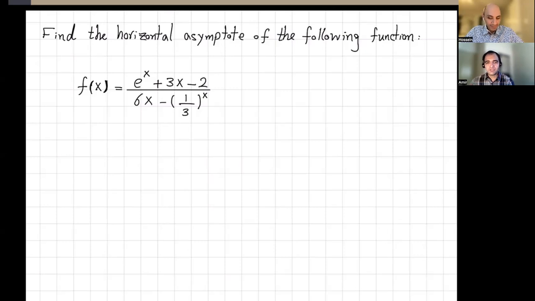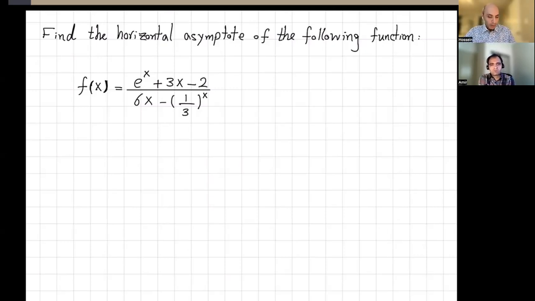Please go ahead and solve the problem. Okay. So the problem is finding horizontal asymptote of this function f of x. It's a rational function, and the numerator I have e to the x plus 3x minus 2. On the denominator, I have 6x minus 1/3 to the x.